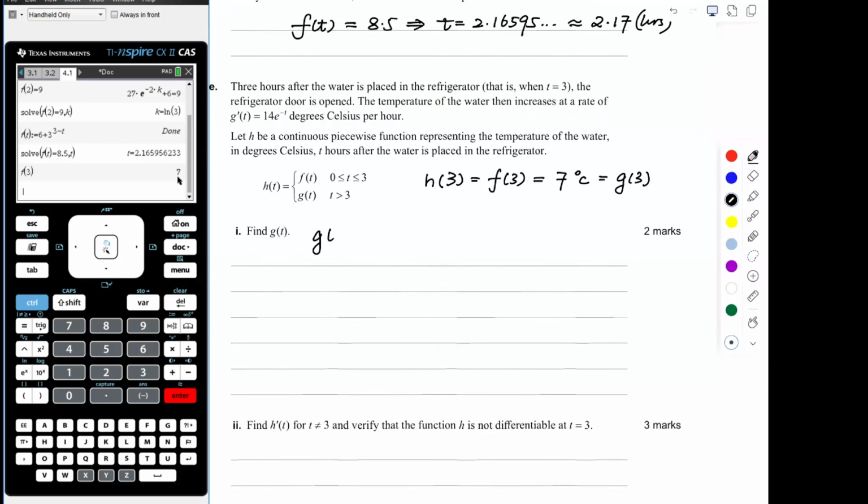Now, find h dash of t for t not equal to 3, and verify that the function is not differentiable at t equals 3. It means, for example, if you define your h(t) as f(t) for 0 less than or equal to t less than or equal to 3, and g(t) for t greater than 3, and then you take the derivative of h(t), you can see the equal sign is removed. Therefore, the graph is not differentiable at t equals 3.